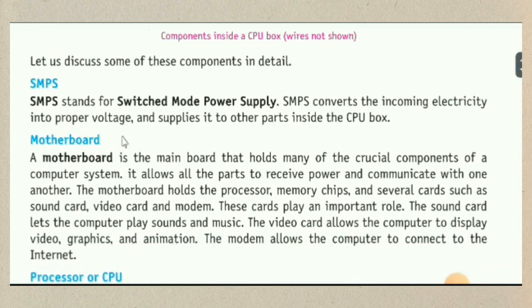SMPS. SMPS stands for Switched Mode Power Supply. SMPS converts the incoming electricity into proper voltage and supplies it to the other parts inside the CPU box.